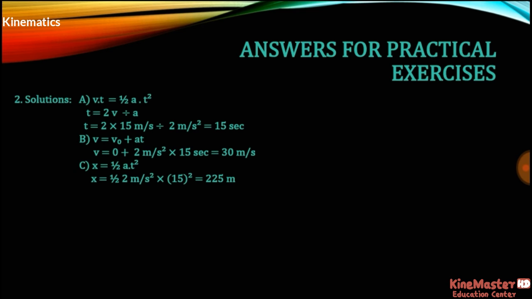And the second: V is equal to V naught plus A T. V is equal to 0 plus 2 meters per second squared times 15 seconds, which is equal to 30 meters per second. Then the third, total displacement X is equal to 1 over 2 A times T squared. X is equal to 1 over 2 times 2 meters per second squared times 15 squared, which is equal to 225 meters.